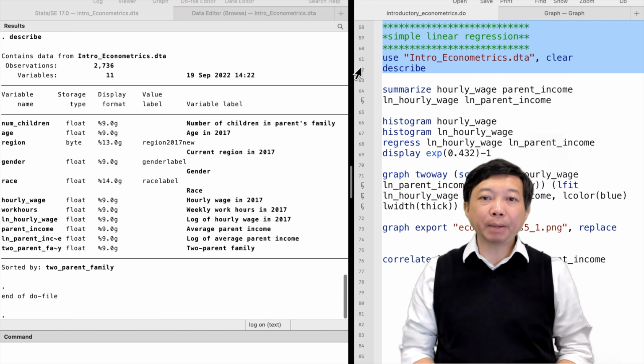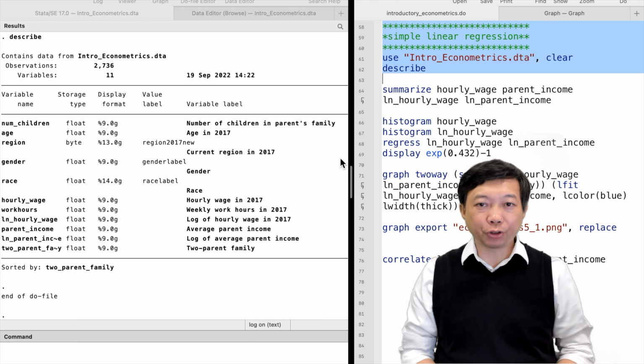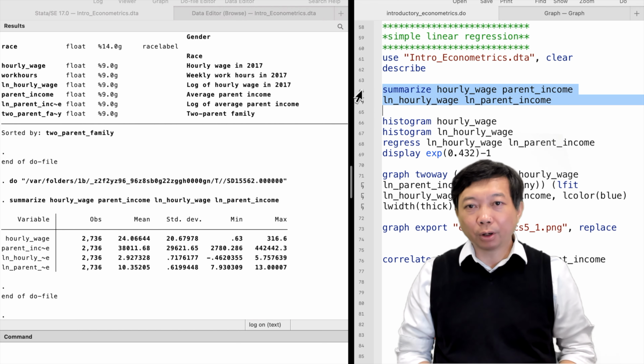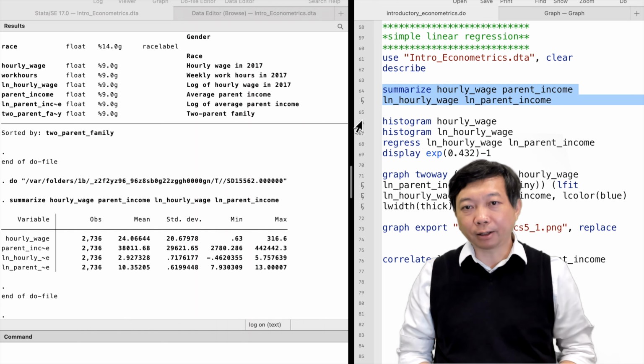It contains information on 2,736 adult children in their prime work ages from 25 to 54 years old. In the sample, the average children's hourly wage was $24, and their parents' average annual income during their childhood was around $38,000. I regress children's earnings on their parents' income.